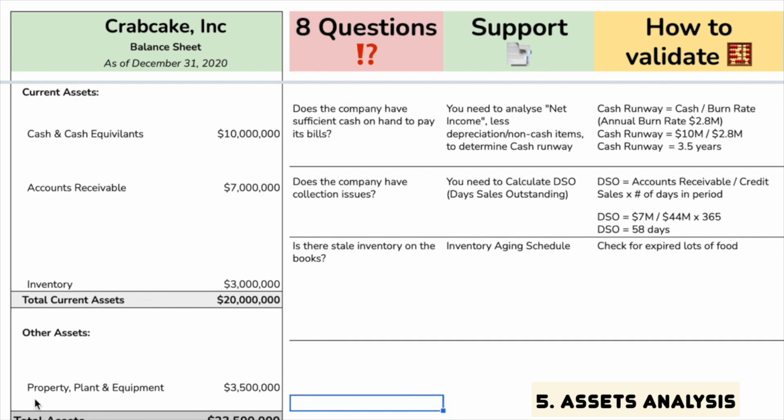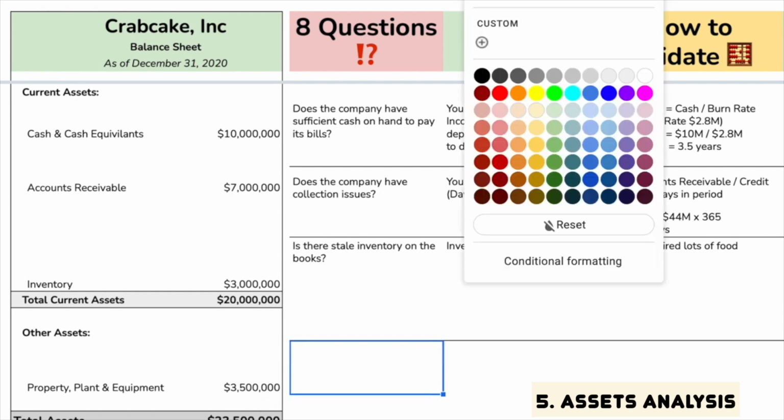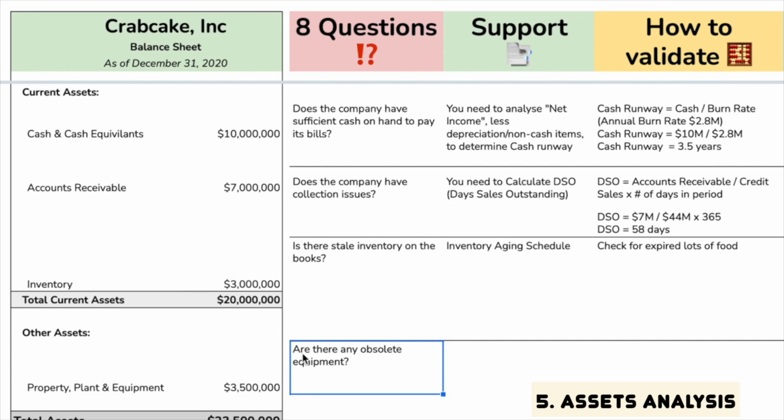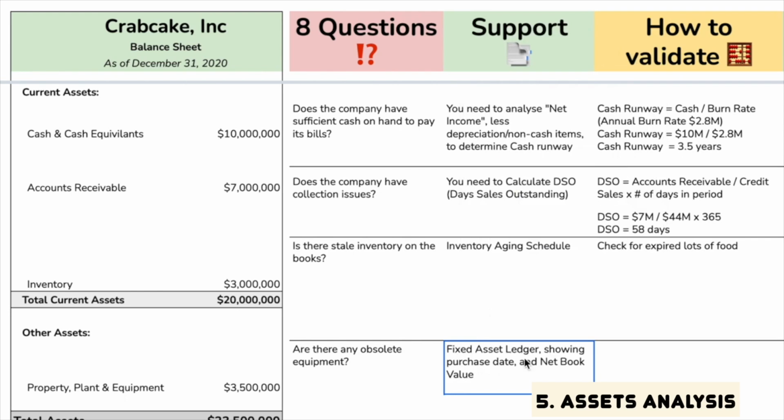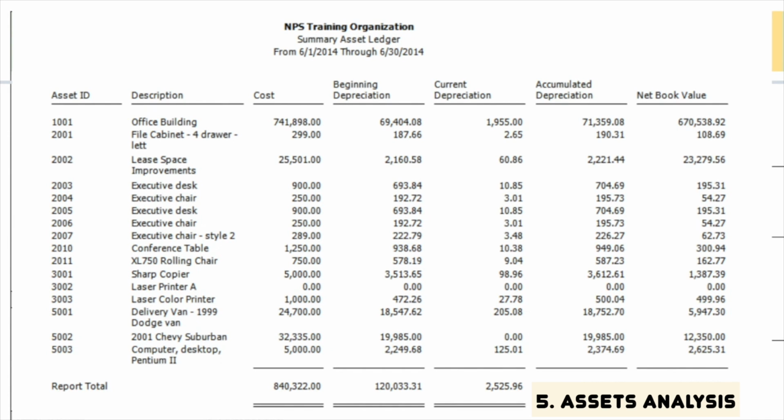My next question is going to be on property, plant, and equipment, and the company has a balance of $3.5 million. And the risk here is going to be the risk of obsolescence. And so my question is going to be, is there any obsolete equipment? The way to validate this is to ask for a fixed asset ledger showing the purchase date and the net book value, as well as the cost of the asset. And so you can take a look at this and then you can validate.